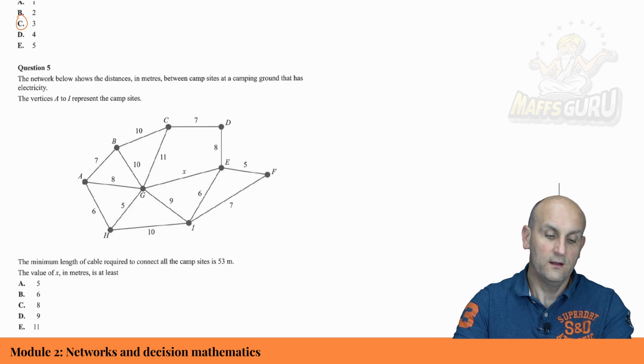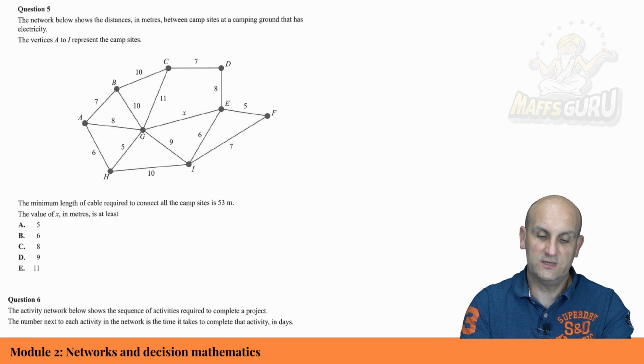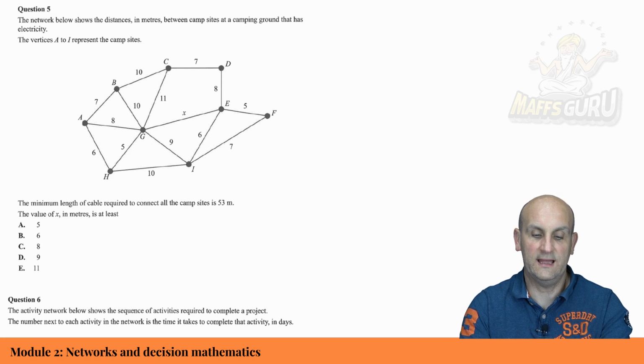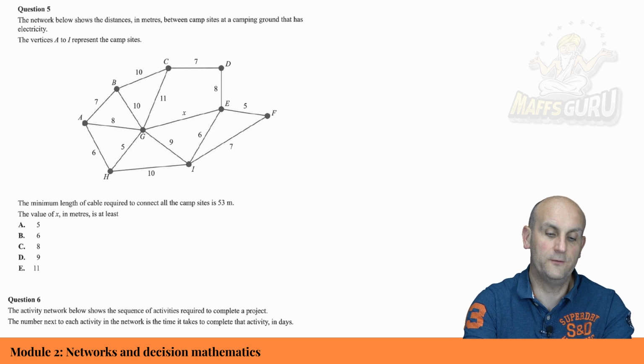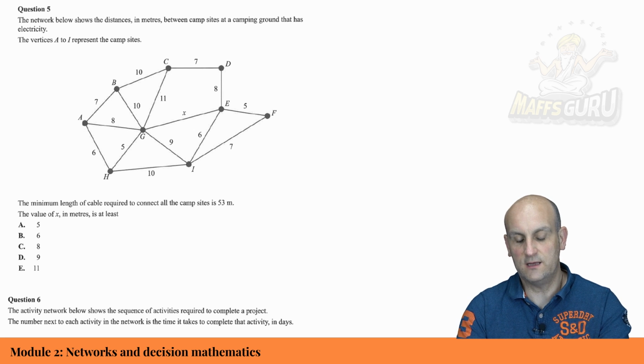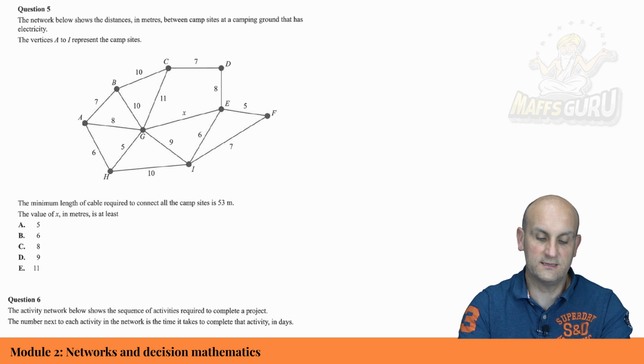Interesting. The network below shows the distance in meters between campsites at a camping ground that has electricity. Okay, so a number of ways of doing this. I started off by saying, well, okay, I'm going to start at H and I'm going to look for the smallest number. That got me to G. Look at G, what's the smallest? I've got 10 and a 6 coming on. 8, 9, 10, X, 9.